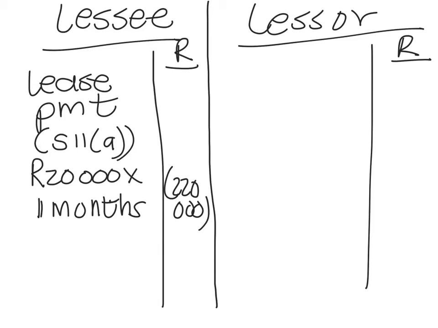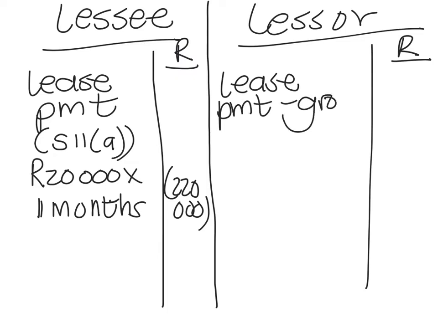From John's perspective, that 20,000 Rand a month he receives, right? I mean, he's the owner of the asset, he gets this lease amount. So John is not going to have a deduction, he's going to have a gross income inclusion. So I will write in John's calculation, this is also the lease payment, but this is gross income, right?